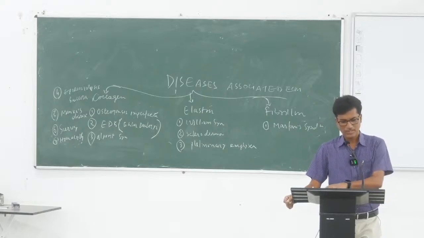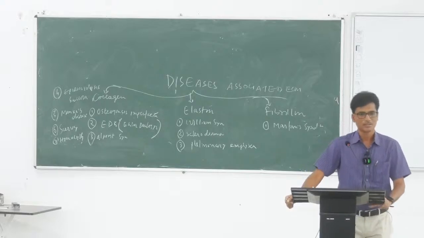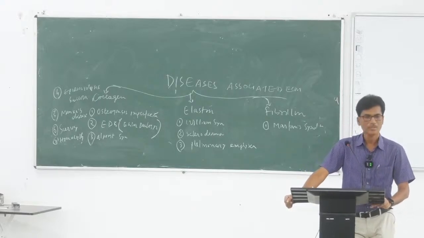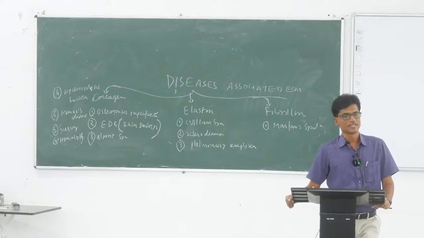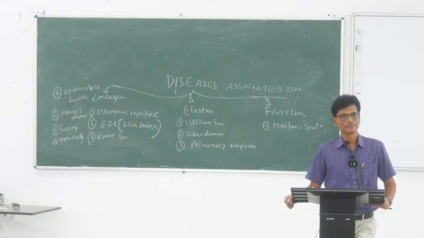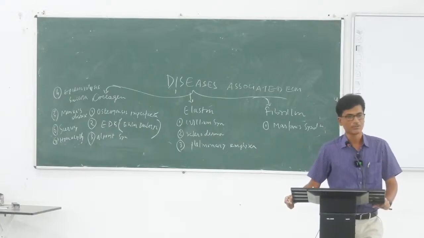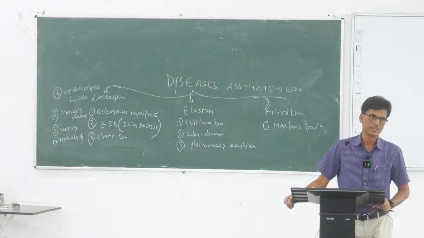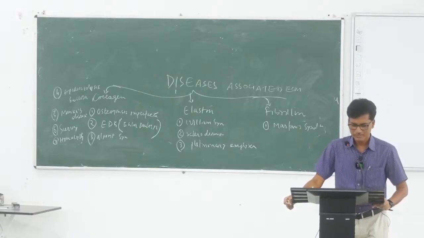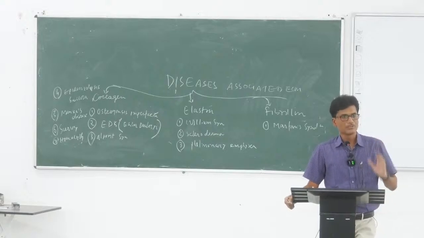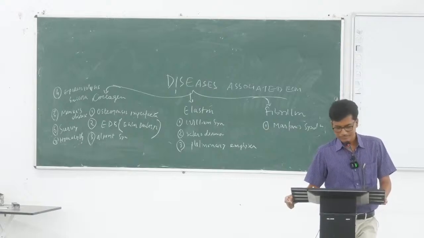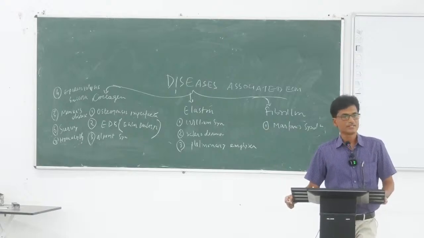Next I am coming to EDS, Ehlers-Danlos syndrome. Here the defect lies in the type 3 collagen fiber. The defect lies in the enzyme lysine oxidase or lysine hydroxylase. Due to that defect, cross-linking between the collagen fibers cannot occur. That's why collagen becomes weak, and this results in lax skin.